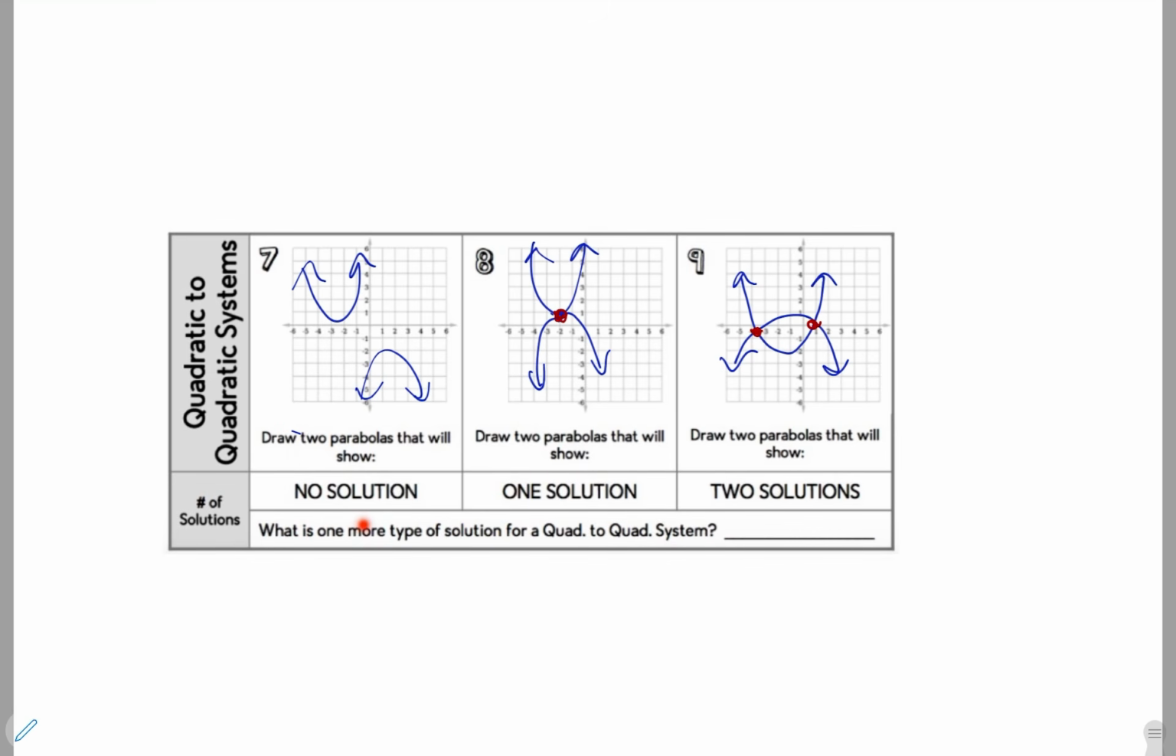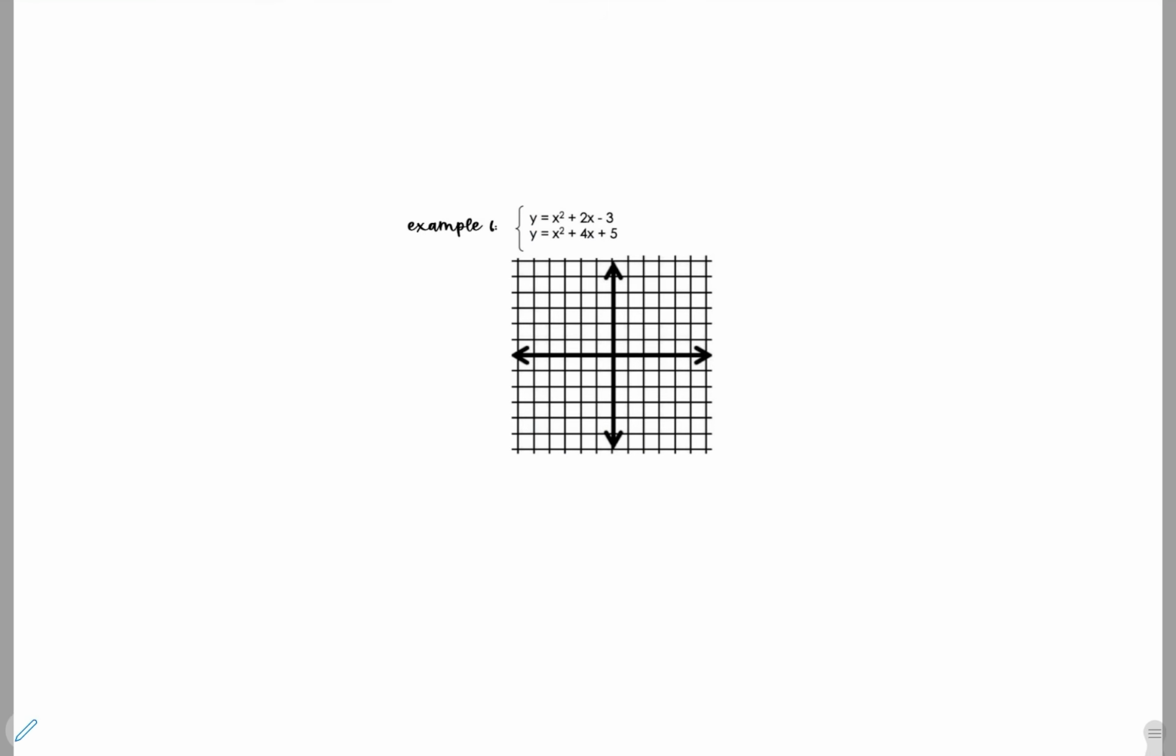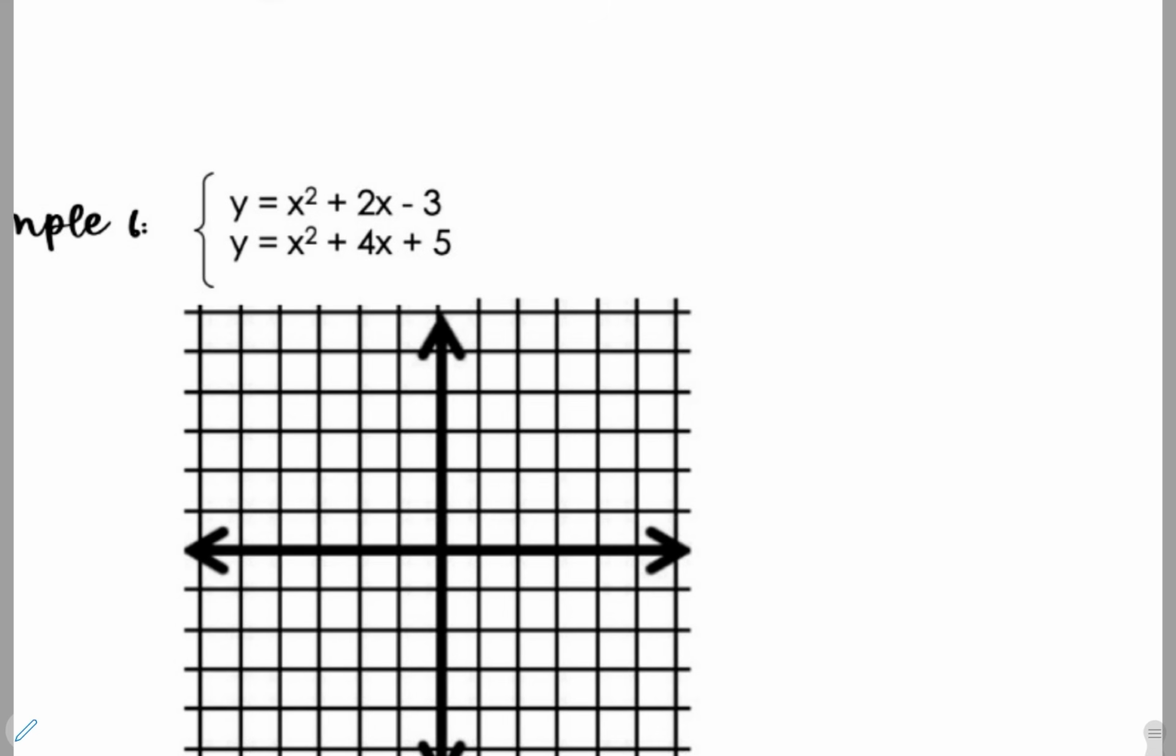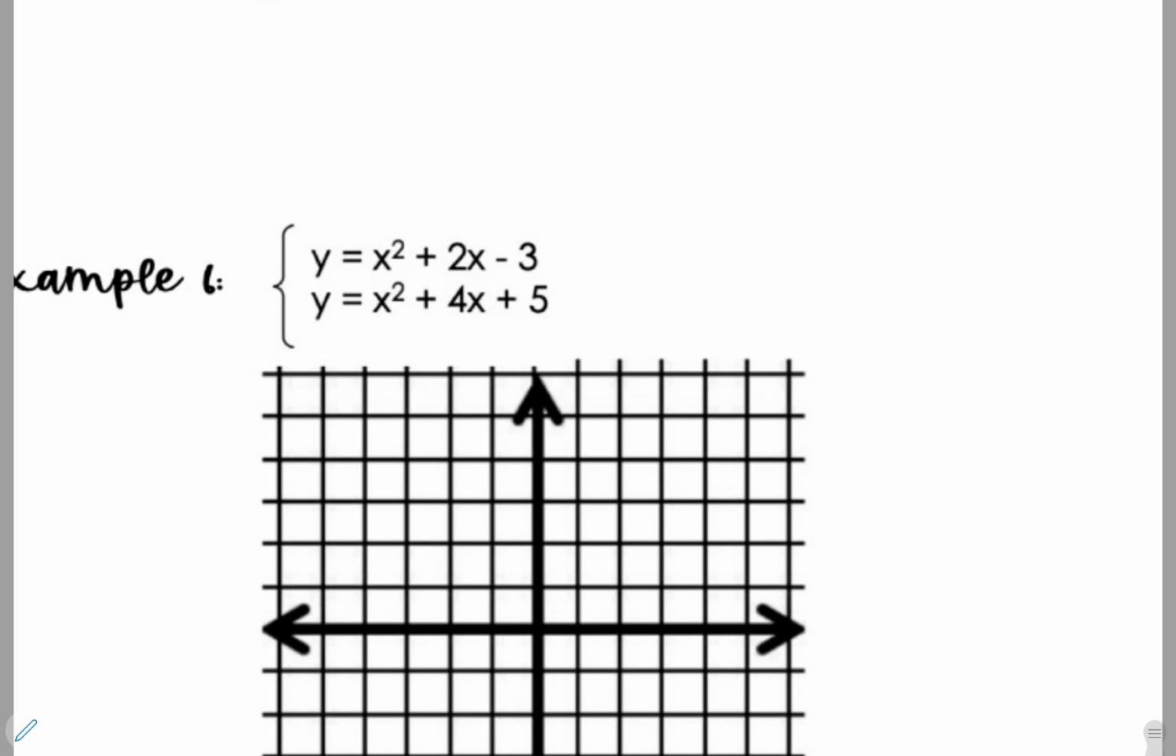And right here it says what is one more type of solution for the quadratic system? Chances are it'll be infinite solutions. Oh, that means the quadratics are exactly the same. This can happen if one is shown in vertex form and one is shown in standard form. So here we go. We got two quadratics right here. Let's graph those bad boys.